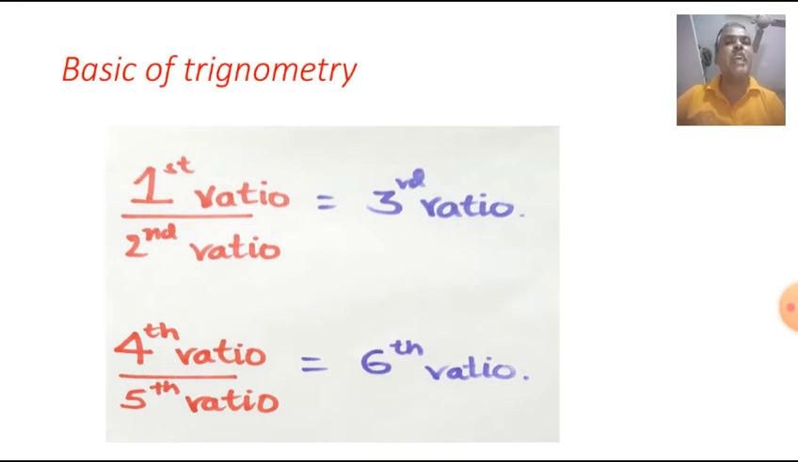That is, sin ratio divided by cos ratio is equal to tan ratio, and fourth ratio divided by fifth ratio is equal to sixth ratio. That is, cosecant divided by secant is equal to cot. So these are all the basics of trigonometry that we have to remember while performing trigonometric problems. So let us move on.